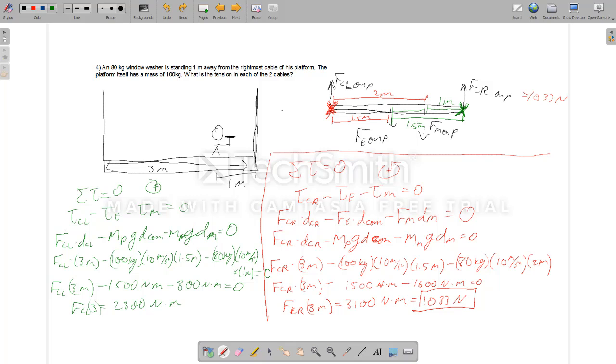and we get 766.66. Not necessarily pretty, but hey, 766. We'll call it that, or we can just call it 767. Either way, I don't care. But there you go. There are your two tensions on either side. Call it 767 newtons and 1033 newtons. All right, there you go.